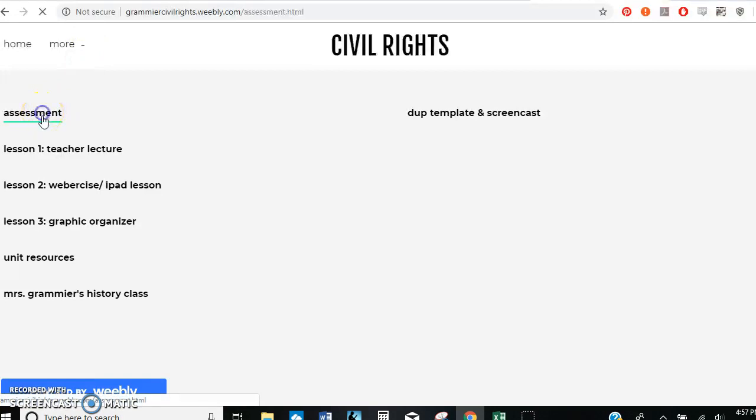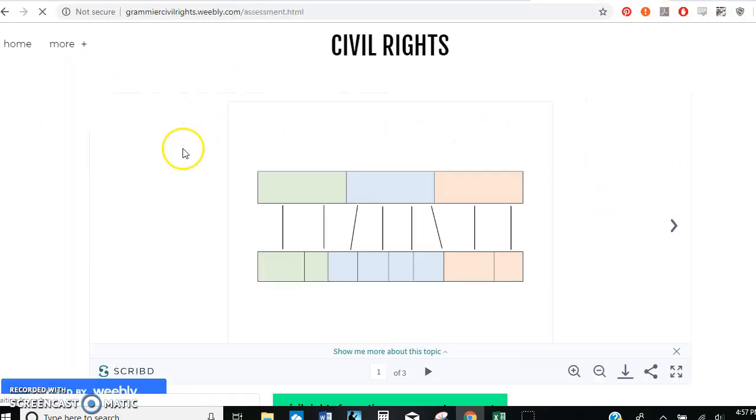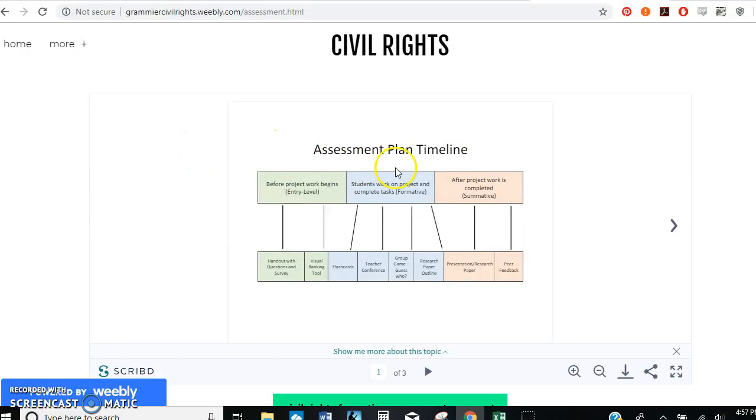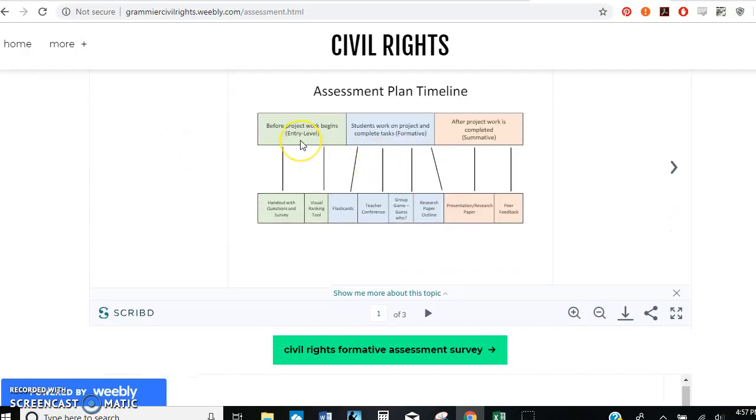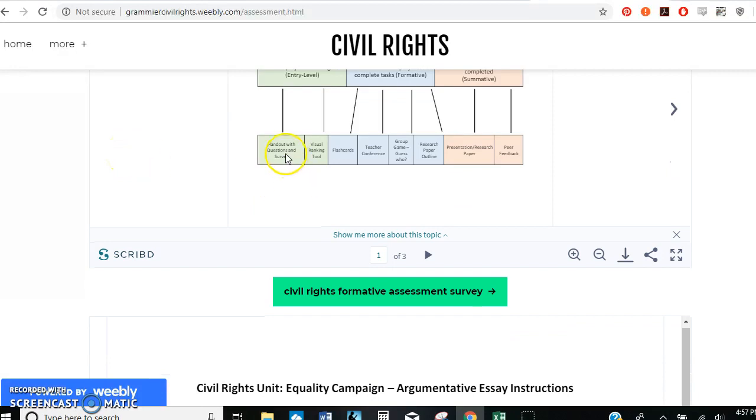Starting with the assessment, I just want to show here our assessment plan timeline: in the entry level, when the project's work begins, and then in the middle, when they're working on the project, and then after the project is completed, we have handouts and questions and surveys that we're going to be going through. I also have set up a graphic organizer and information on the research paper that we will be focusing on.